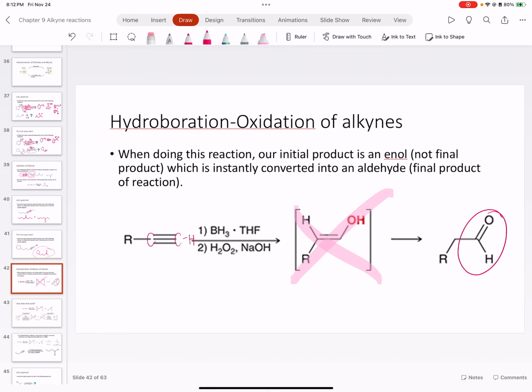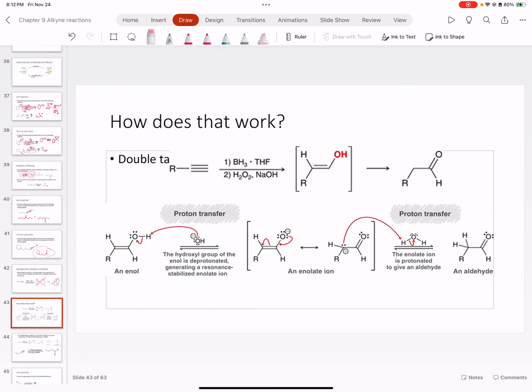And you can see that when it's terminal, we're technically creating a ketone, but since we have a hydrogen next to it, we are technically creating an aldehyde. So how does that work? Technically in hydroboration, we're going to be adding an OH group to the least substituted side.